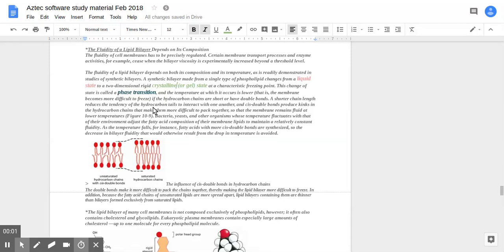Hi, we're learning about life science and cell biology in a nutshell, and we were currently studying the bilayer of cells, which are comprised of phospholipid molecules, and we're learning about their fluidity.